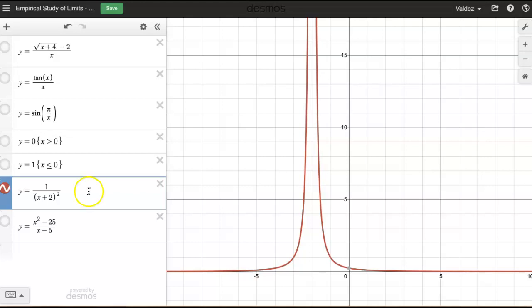However, if we say, does the limit of this particular function exist at x equals -2, we still have to say no, because infinity is not a real number, okay?